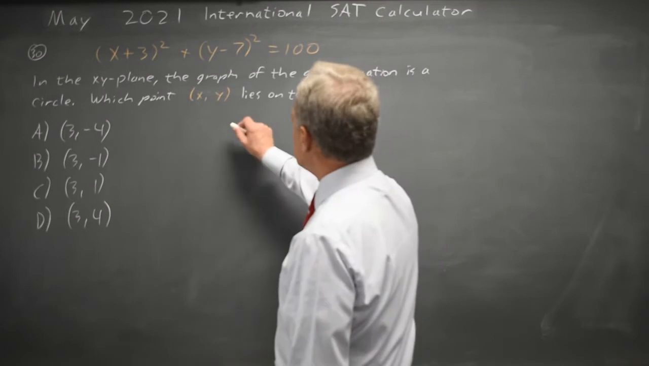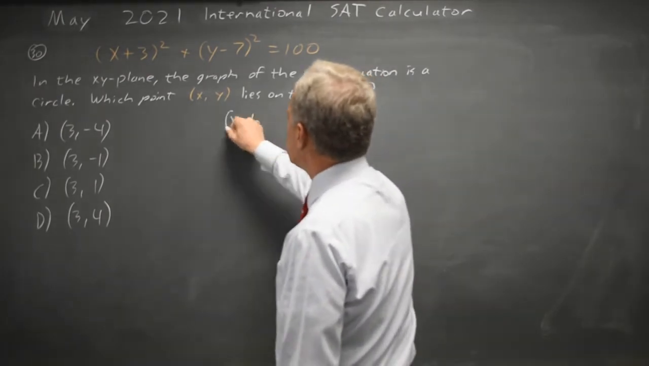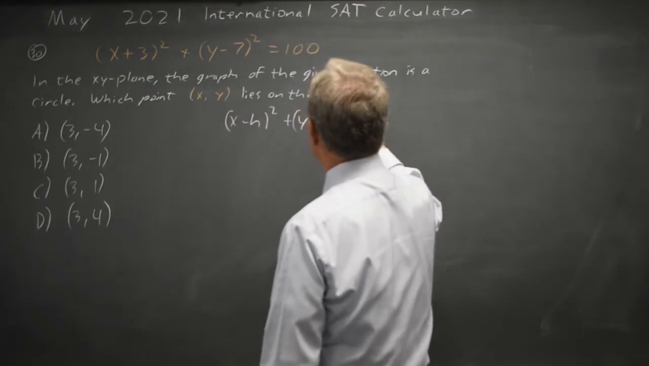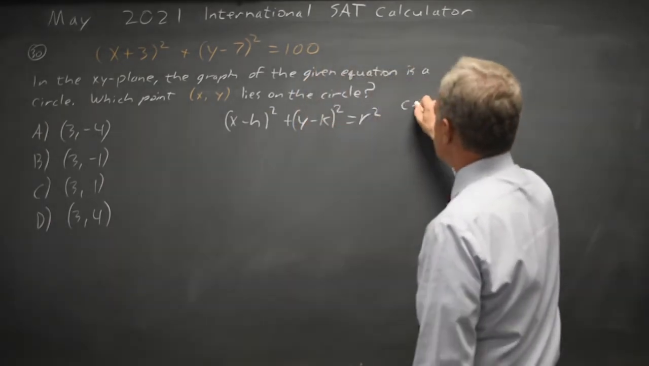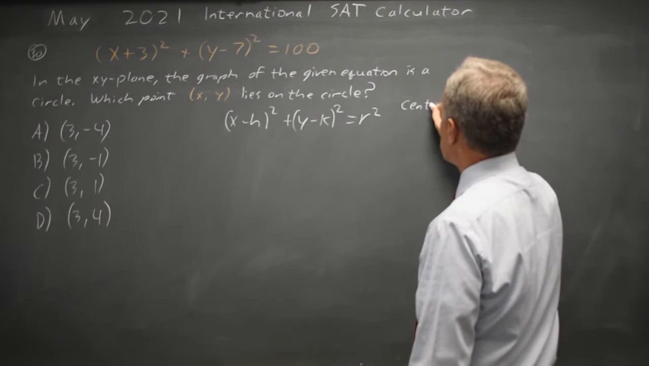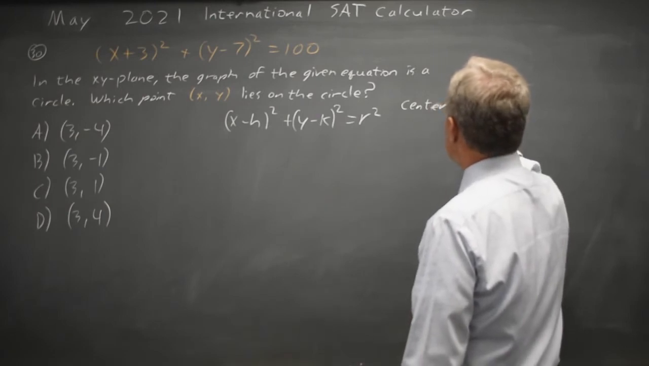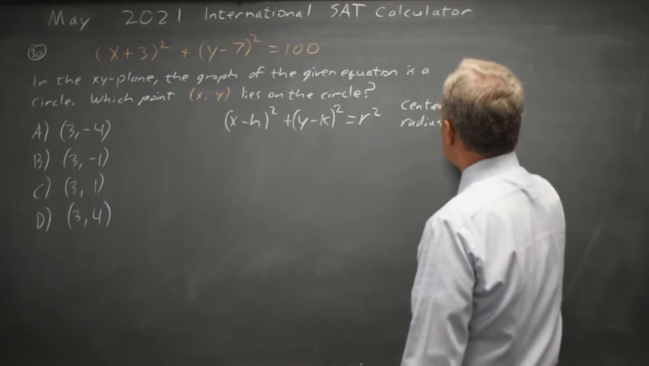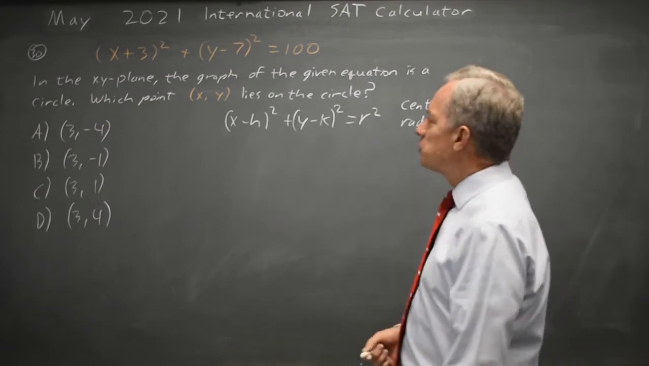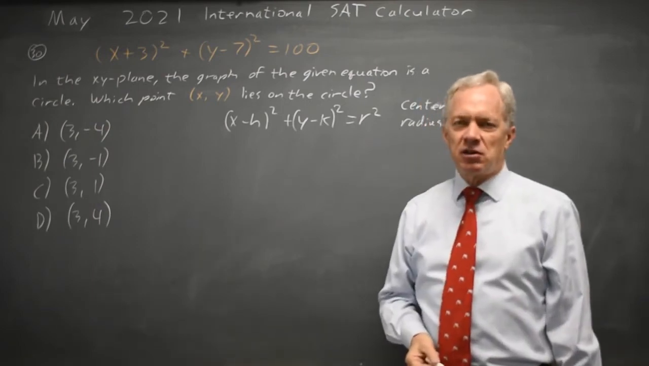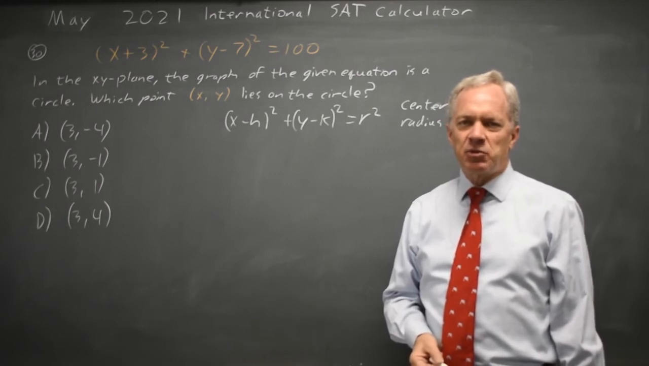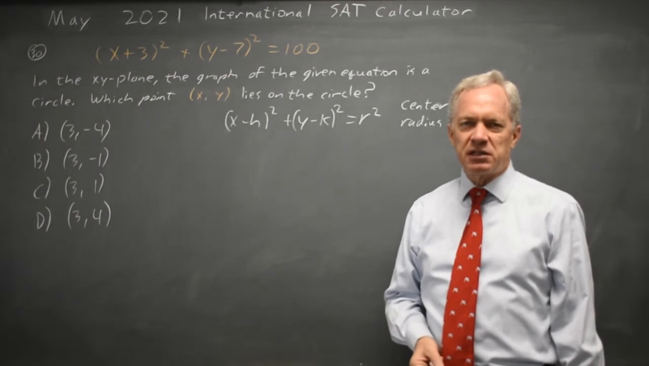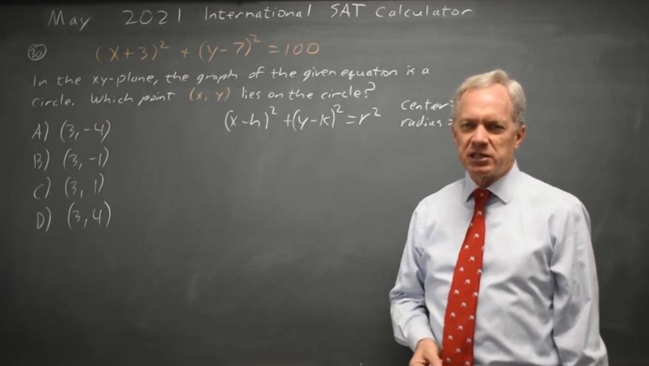In general, you need to know that this equation is (x minus h) squared plus (y minus k) squared equals r squared, for center (h, k) and radius r. In this particular case, you can solve the problem simply by substituting in values and seeing which one makes the left side equal to 100, which is your right side.